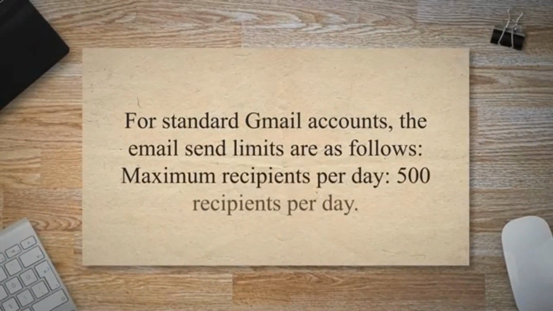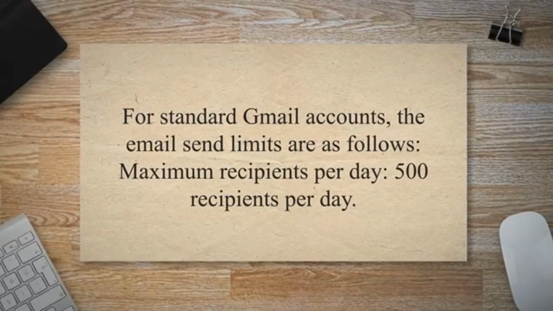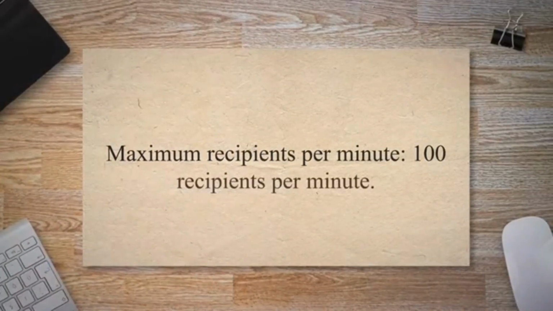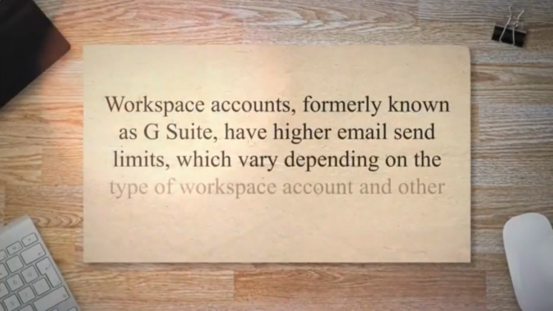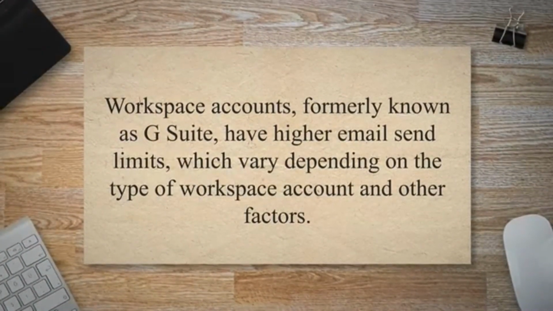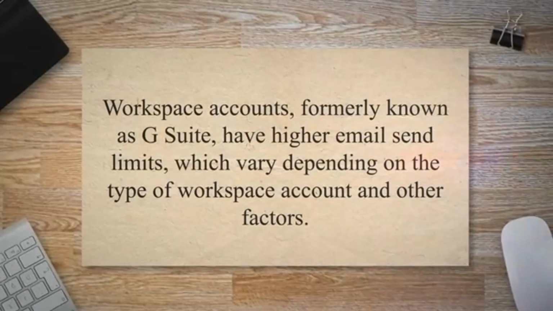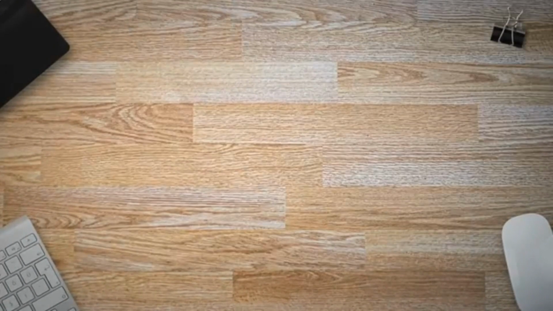For standard Gmail accounts, the email send limits are as follows: maximum recipients per day, 500 recipients per day. Maximum recipients per minute, 100 recipients per minute. Workspace accounts, formerly known as G Suite, have higher email send limits, which vary depending on the type of workspace account and other factors. These limits are usually set by the administrator of the workspace account.